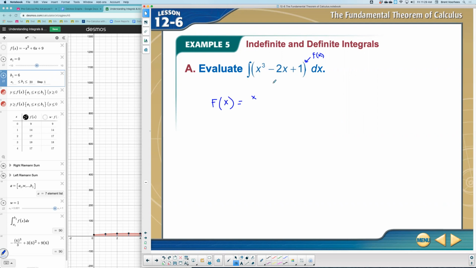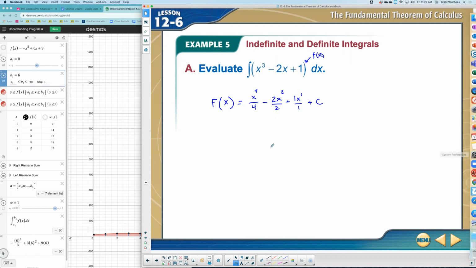It would equal x to the third power, so it would become the fourth power divided by 4, minus 2x. This is the first power, so it needs to be squared, so I divide by that power 2. This does not have an x at all, so it'd be x to the first, and since it's x to the first, I divide by 1. And if you're evaluating an indefinite integral, you need to add the plus c on the end.